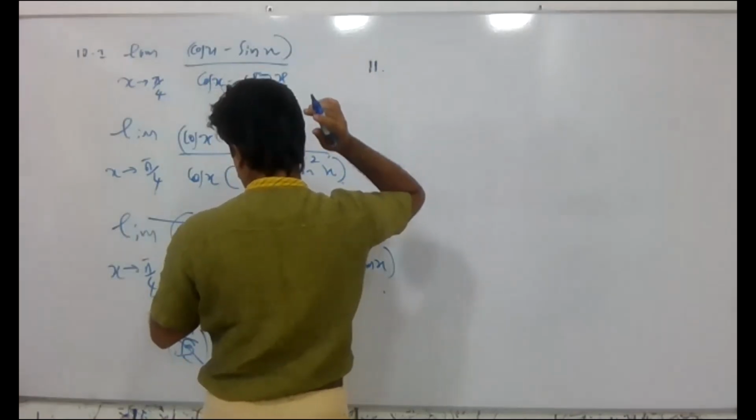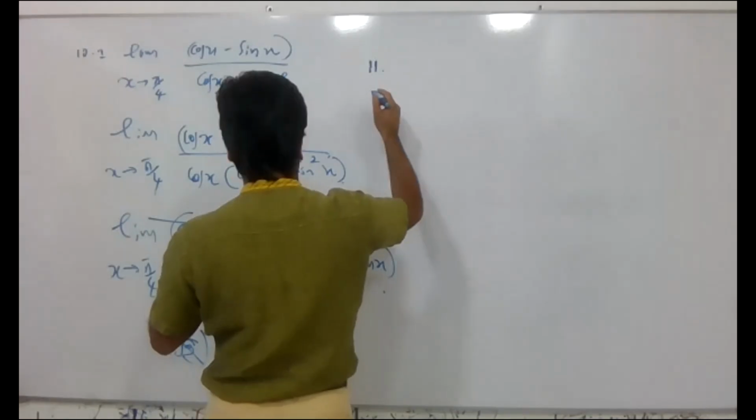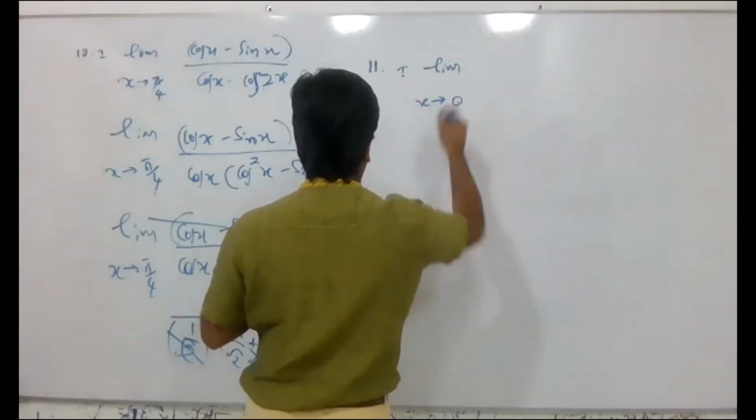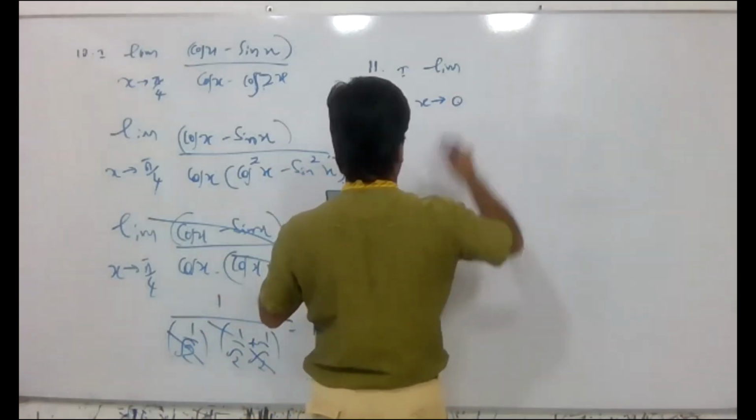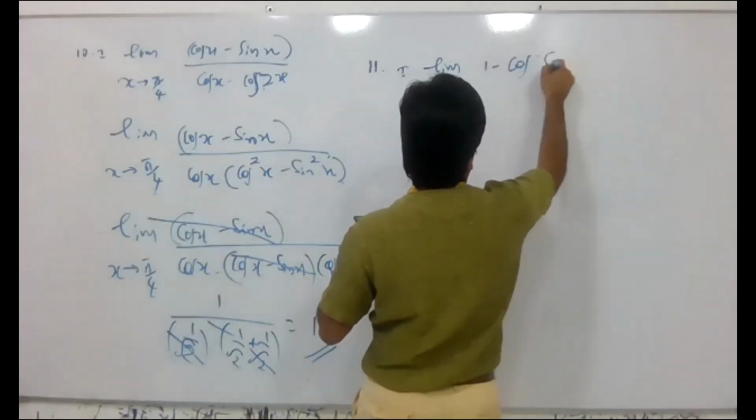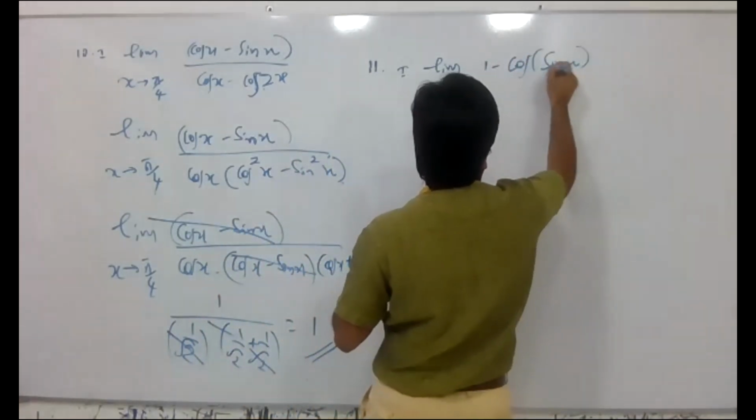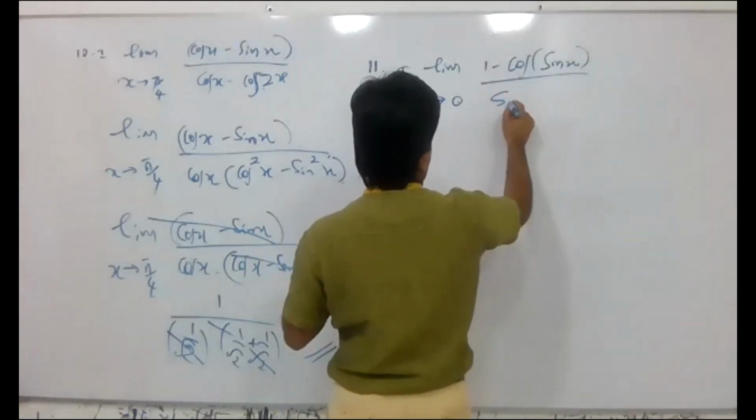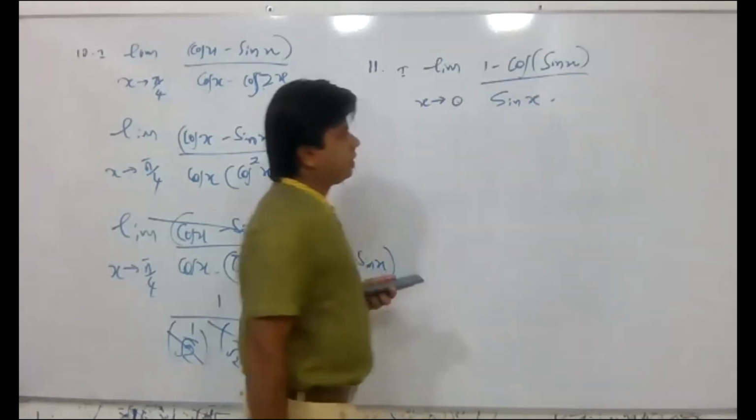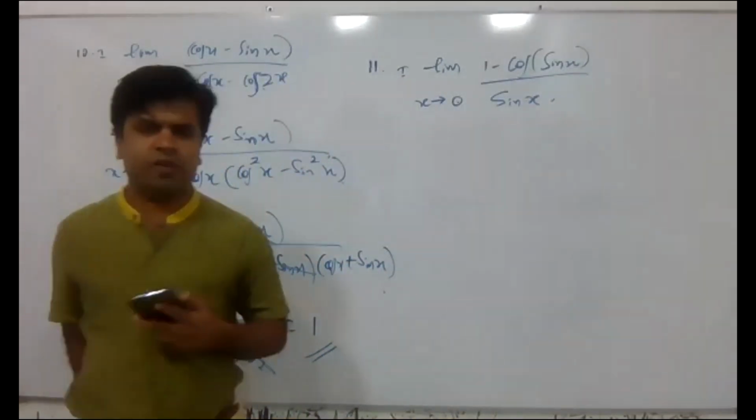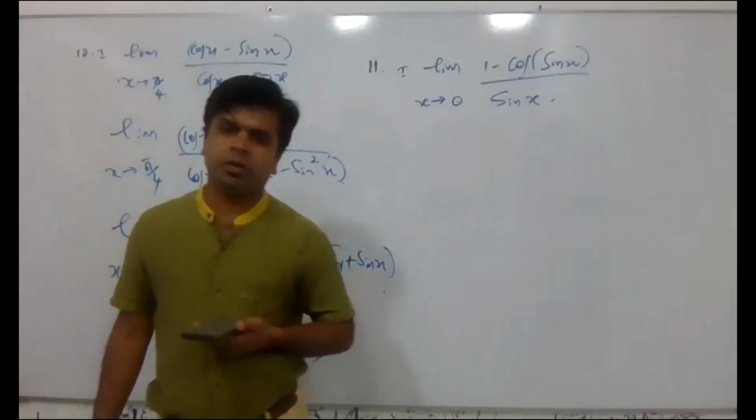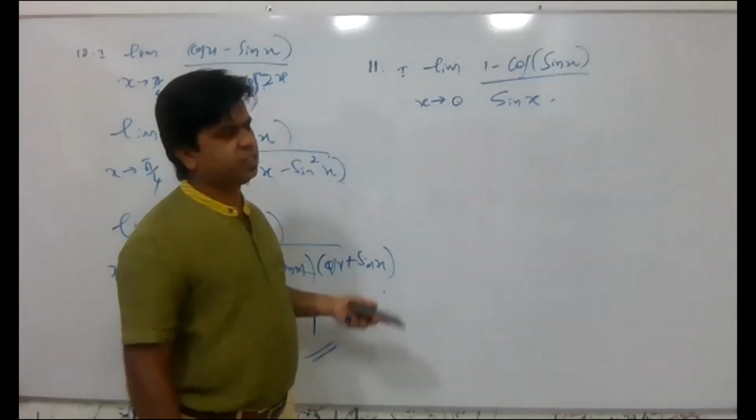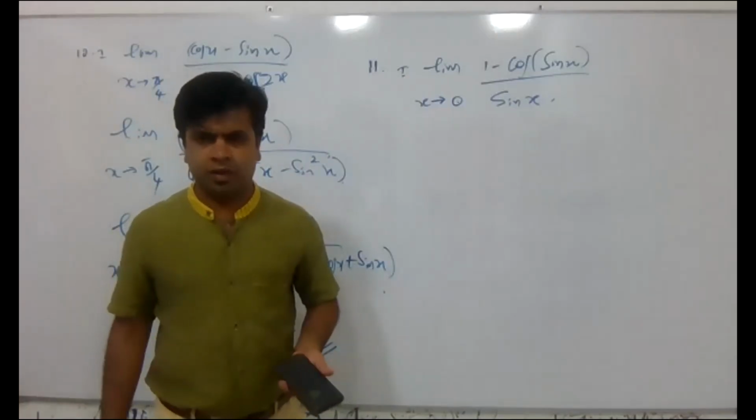Now in this 11th question, first part: limit x goes to 0, (1 minus cos sin x) divided by sin x. If you have something like this, look at the board and understand carefully. It's a new type. Here x is the variable. If x is variable, sin x is also variable, clear?